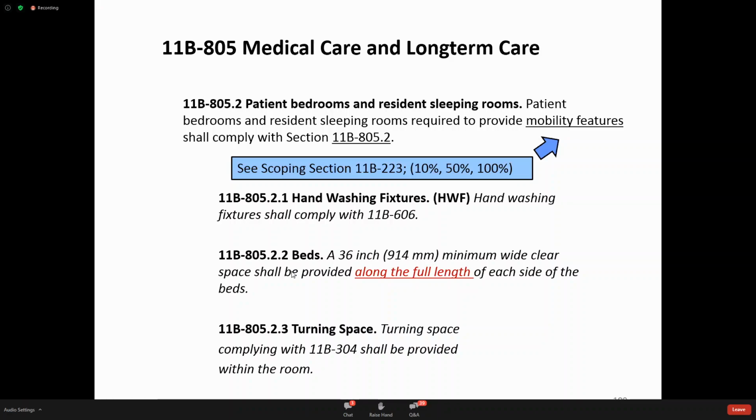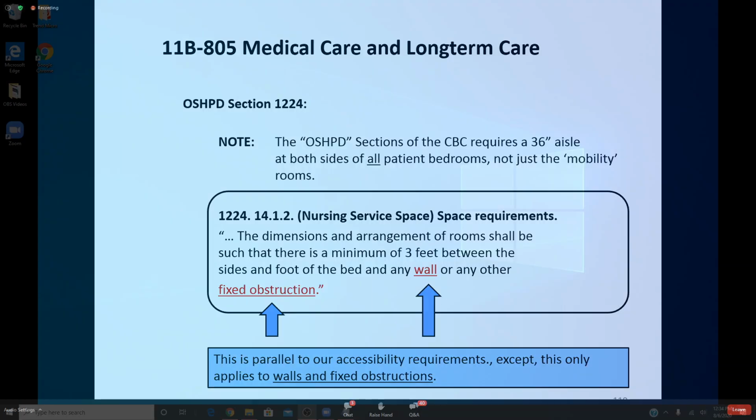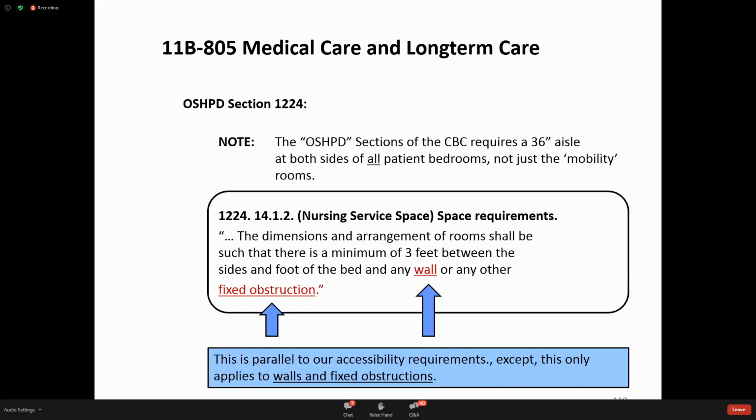This point 2 section on beds, you need a 36-inch aisle along the full length of each side of the bed, and then you have to have a turning space. I want to point out that OSHPOD has a 1224 section of code that has what's kind of a parallel requirement. So again, I assume most all of you that do hospital work, you're intimately familiar with the 1224 code section. That's the part of the code that speaks specifically to hospitals and hospital requirements as well as skilled nursing.